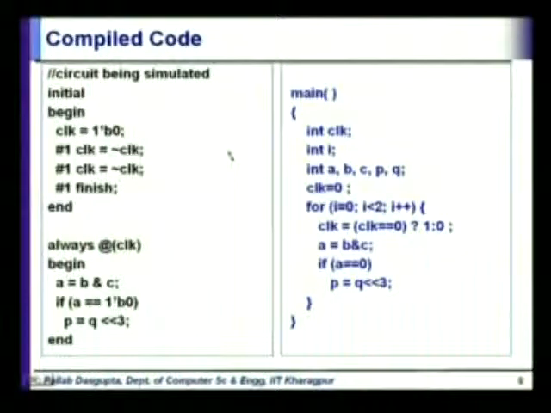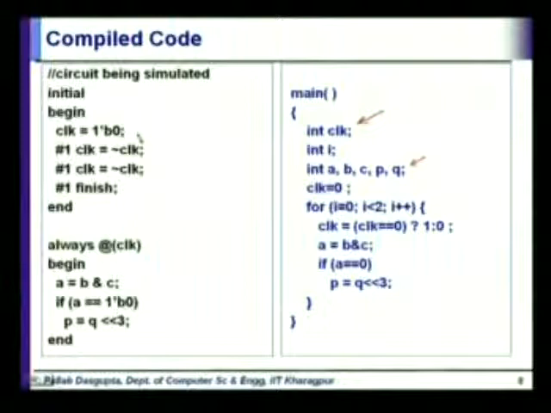Now compare this with the compiled code for the same circuit. So what do we have here? Again, this side is the same. Now let us look at the other side. On the other side, we have this definition. Now see, this is a C program. So we first declare clock to be an integer, and then we declare all these A, B, C, P, Q as different integers. Then the initialization of clock is here, clock is 0.